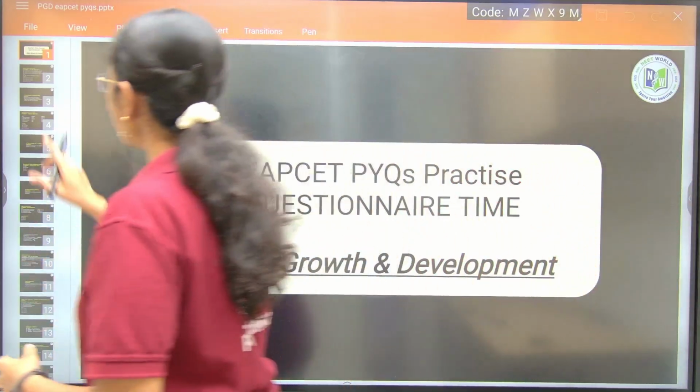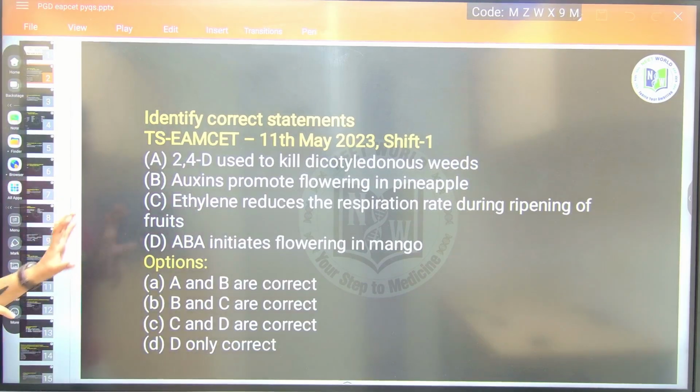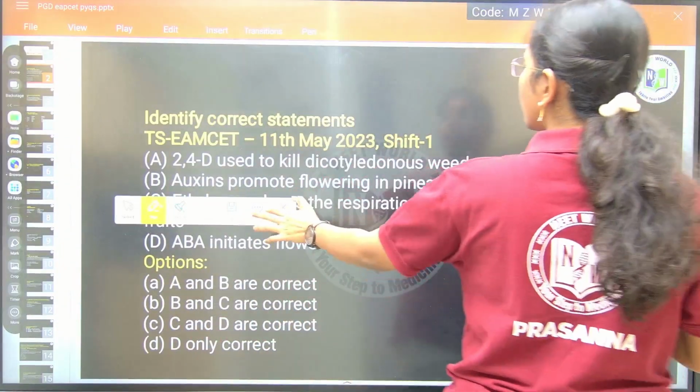We are in our last session of the unit plant physiology, and today it's plant growth and development. So here if you see the first question, the question is on phytohormones, and this is a statement based question: which are the functions of phytohormones.